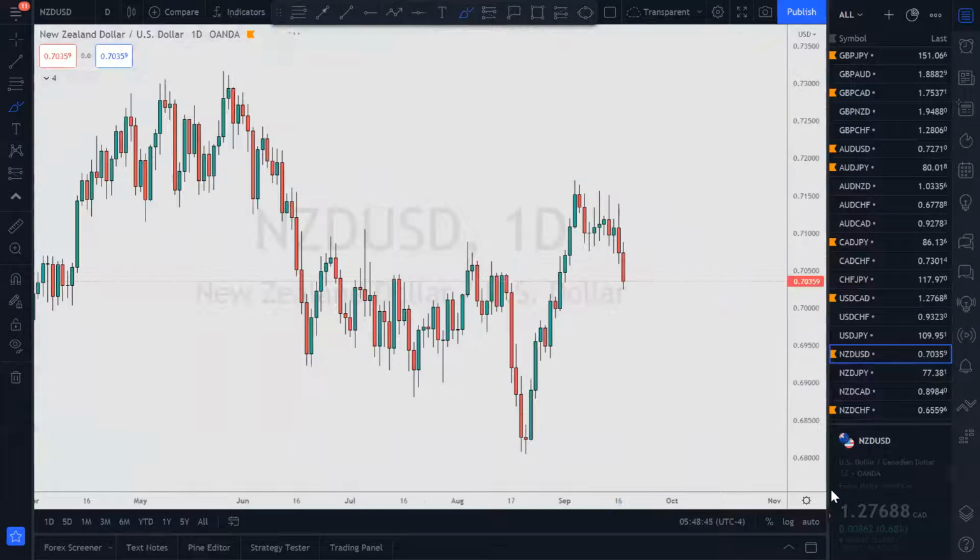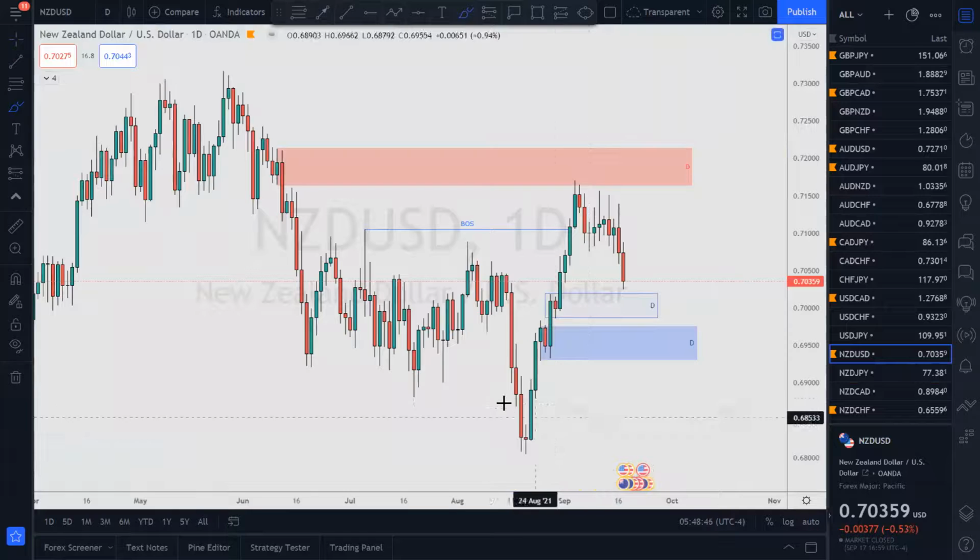Next, NZDUSD. What do we see? Very clean. We have a bearish daily order block here. Price had a break of structure to the upside, turning around at this order block, and we are heading down bearishly, right? What are we looking for? Price to return to impulse. This was the last order block before the break of structure.